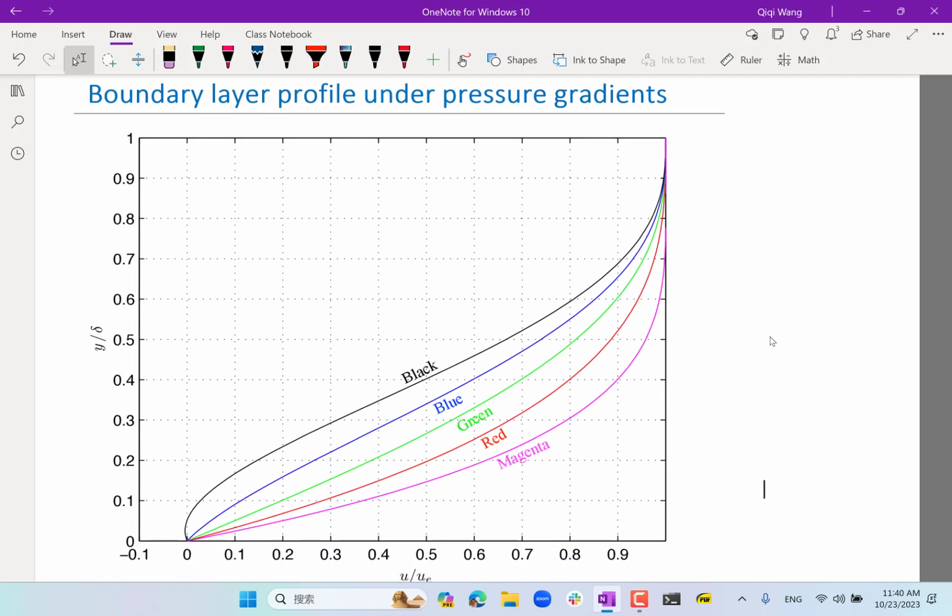So here we are plotting several different boundary layer profiles. And of course, we have analyzed, in the lecture, how a boundary layer is affected by pressure gradient. So can somebody look at the boundary layer profiles and tell me which ones are more likely to be subject to a favorable pressure gradient, and which one is more likely to be subject to an adverse pressure gradient?